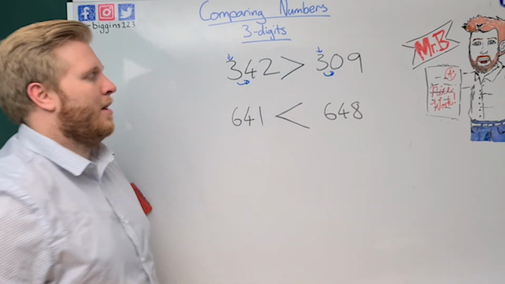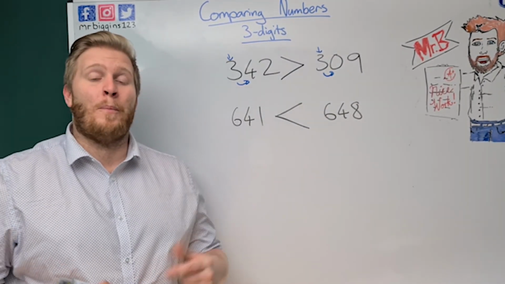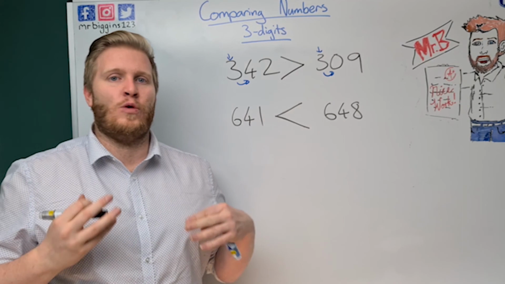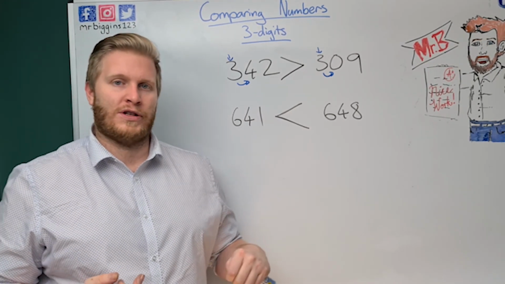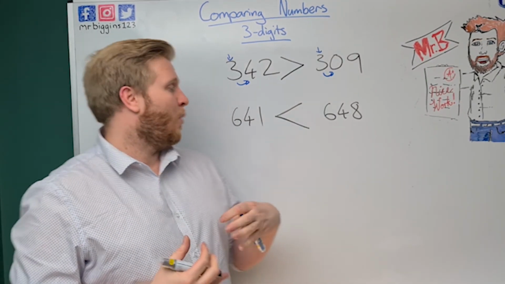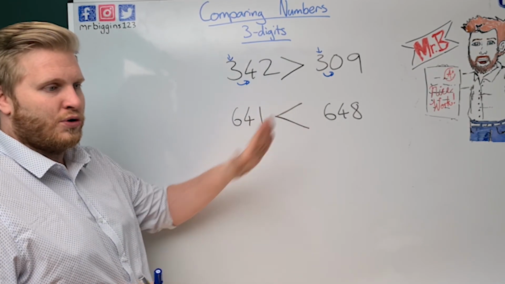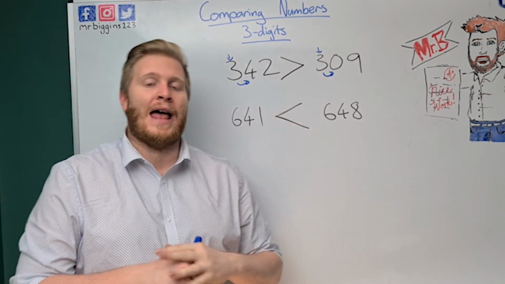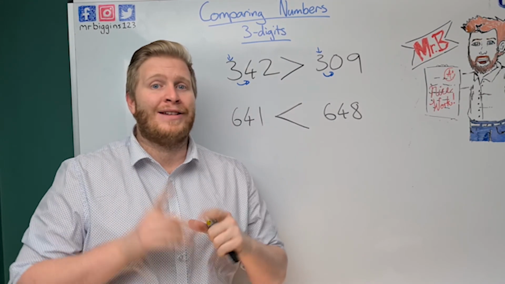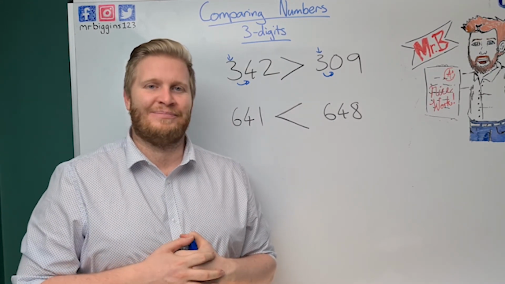Big gap. And that is how we compare 3-digit numbers to see which one's bigger and which one's smaller, which one's greater and which one has the least. And that is also how we use those symbols. I hope that has helped you out, and until next time, I'll see you later.